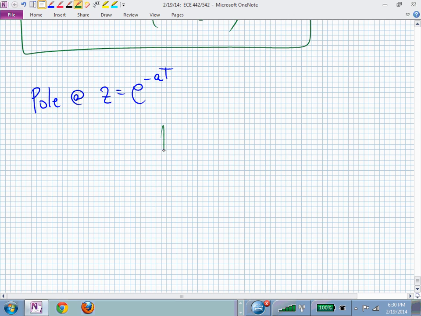If we sketched that in the z-plane, where would that pole live? It's right over here in the right-hand side, isn't it? Less than 1. So now we have a pole right here at e to the minus at.